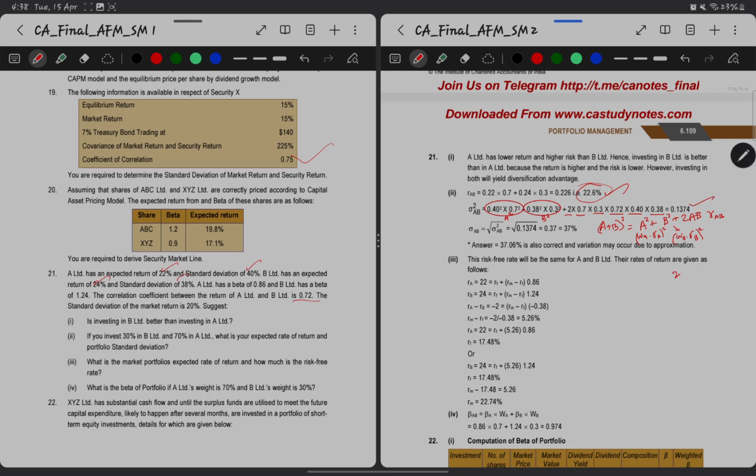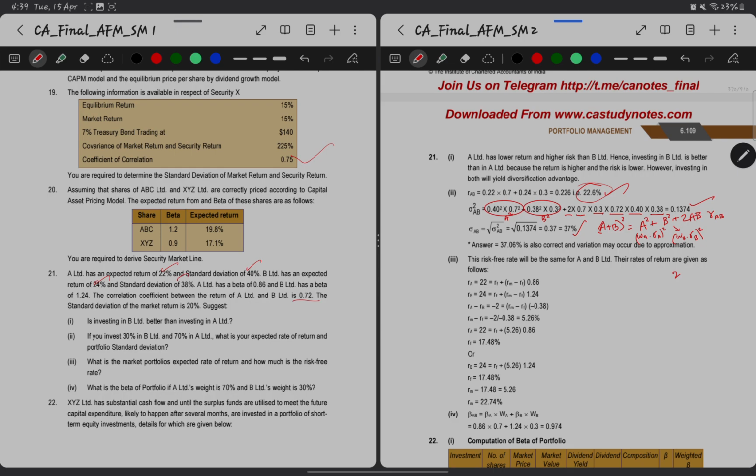We are getting a value of 0.1374. We can write this one: weight of A multiplied by standard deviation of A the whole square. That formula you can write, but don't write (A plus B) the whole square. So we are getting a value of 13.74%, which is nothing but the variance of the portfolio. Now square rooting that will give us the standard deviation of the portfolio.